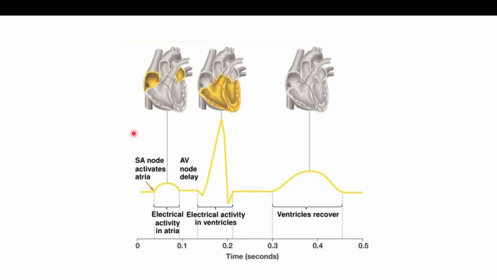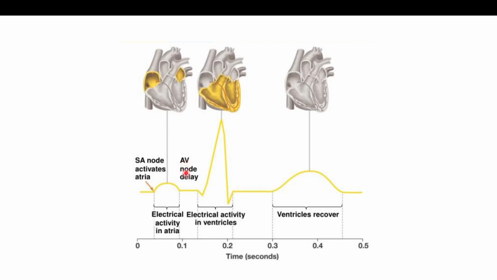Okay. Now there is something called the sinoatrial node, which activates the atria, and electric activity is detected in the atria, and it actually acts as a pacemaker. It actually stimulates the beating of the heart. Okay. Then it helps the atrium or auricles release the blood inside into the ventricles.